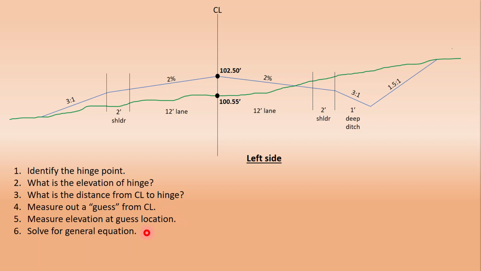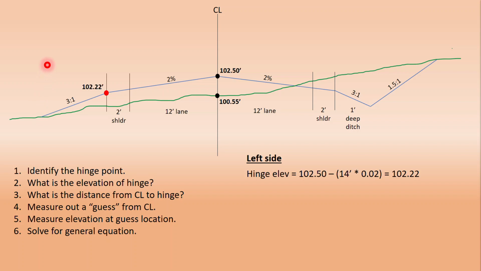So let's go through that first with the left side of this station. We've identified the hinge, which is right here. And again, the hinge is just the last point in your geometry before you hit your transition slope out to tie into natural ground. So it's the edge of the shoulder there.